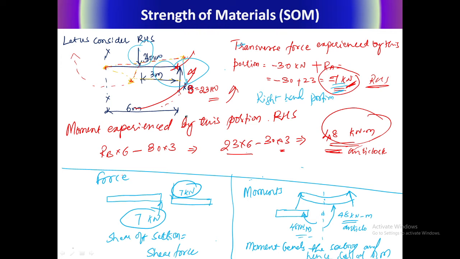Force and distance. Force and distance. So what did you do for a particular position or particular point? Multiplying and adding, sir. Multiplying and adding. Right. So how are we going to define bending moment here?